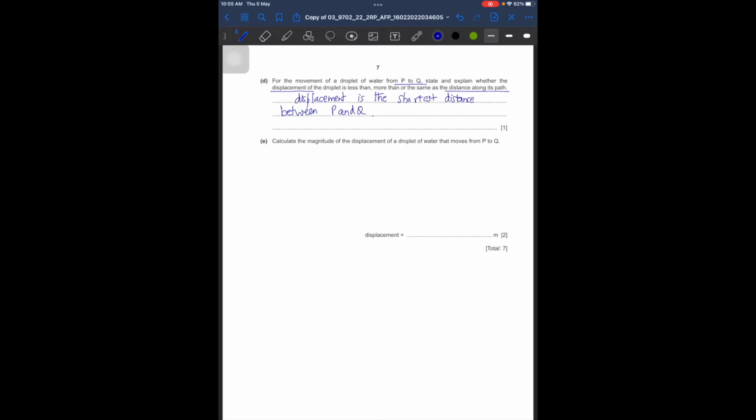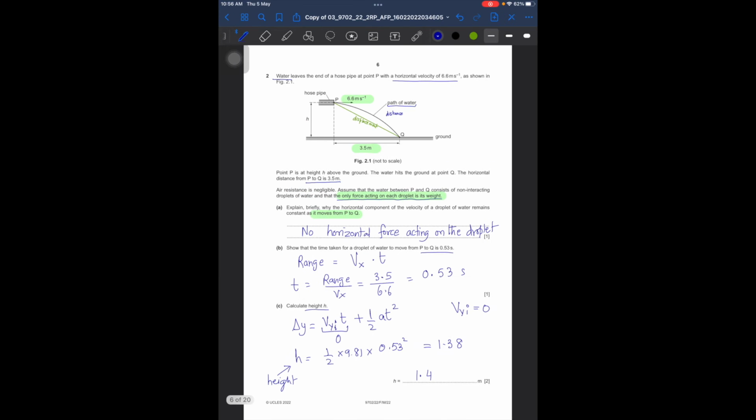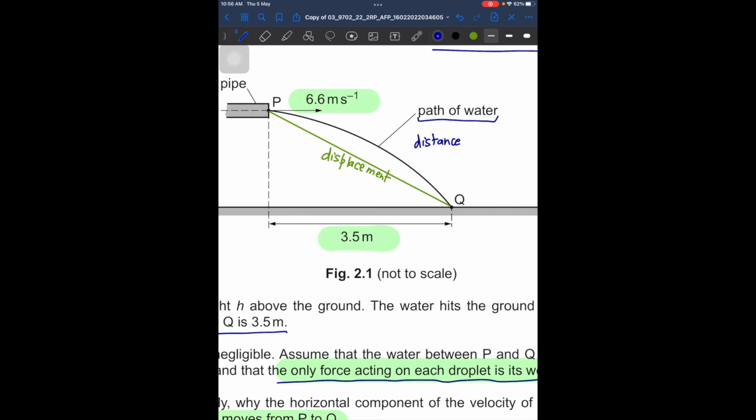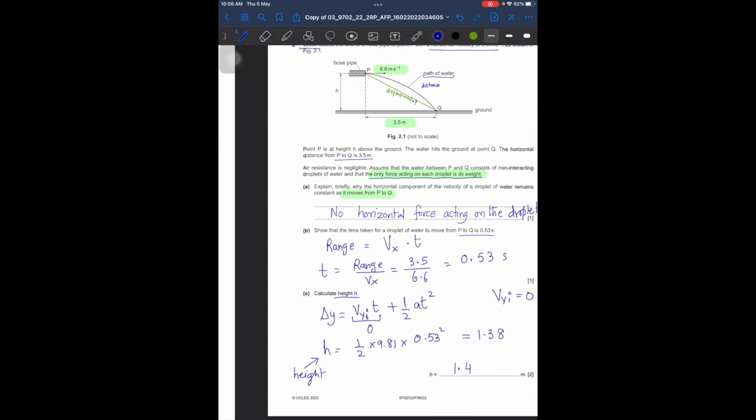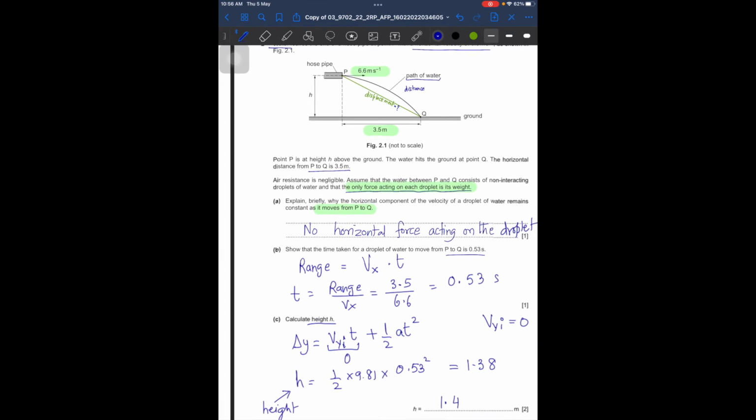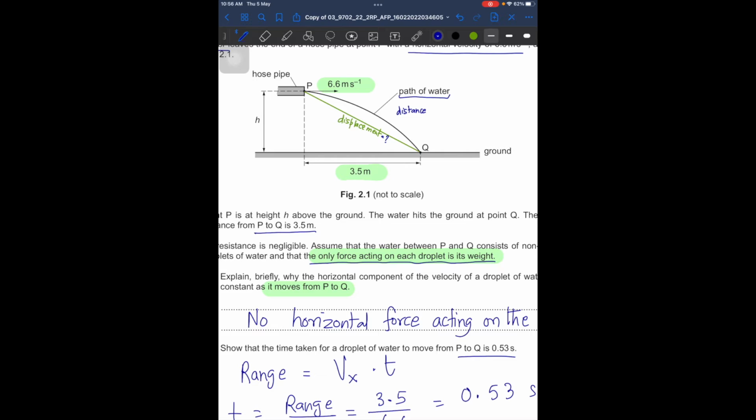Calculate the magnitude of the displacement of a droplet that moves from P to Q. So now let's go back to the picture. It's asking us now to calculate this displacement. Height, if you remember, we calculated that is 1.4. I'm going to take the unapproximated value, which was 1.38. We can see that this is a right angle triangle, so we can use Pythagoras theorem here.